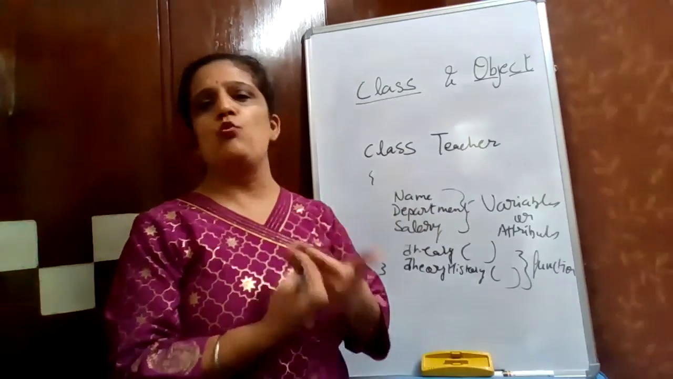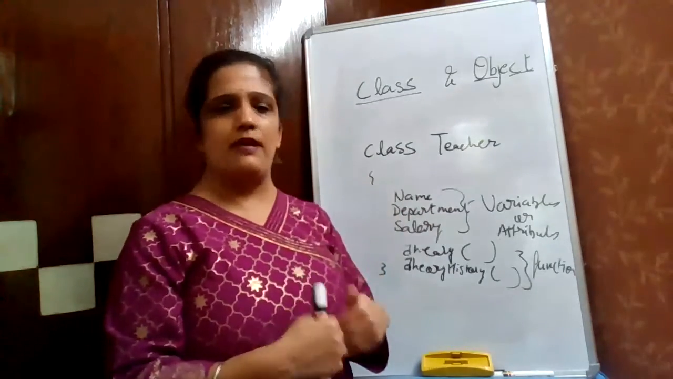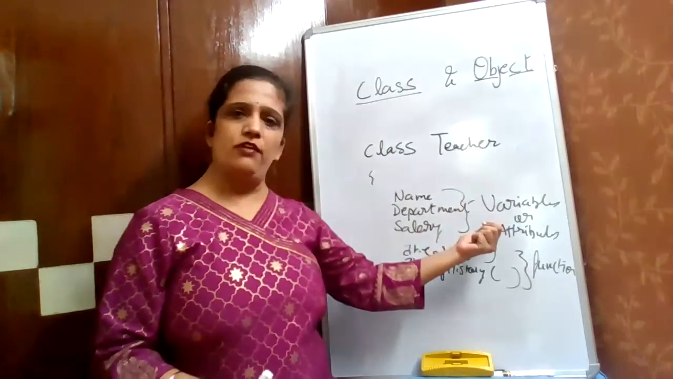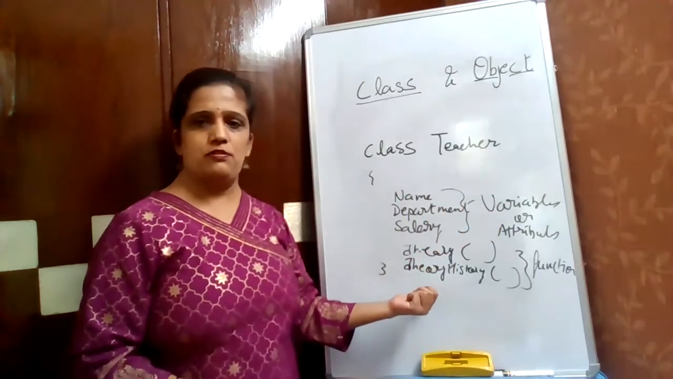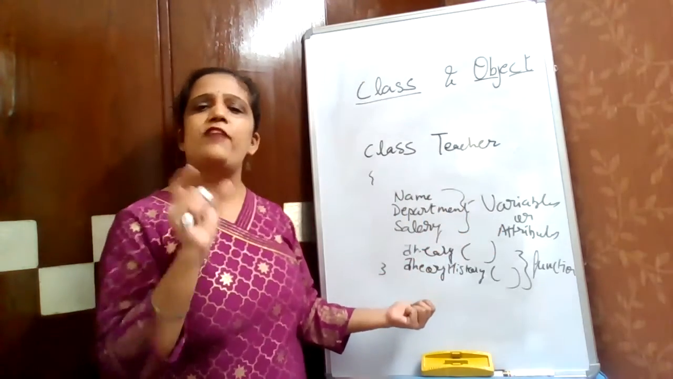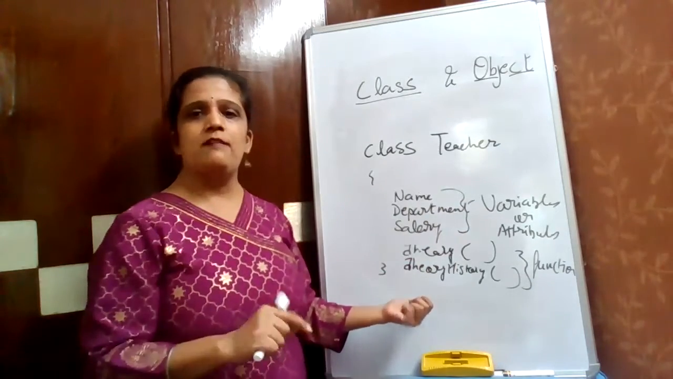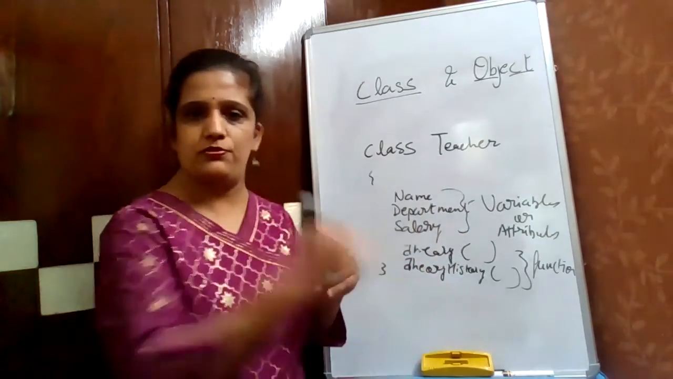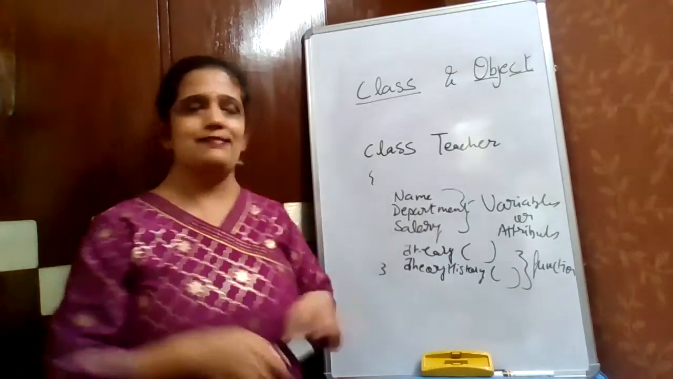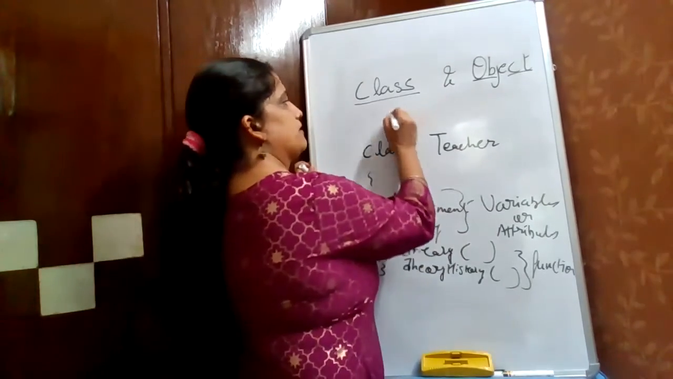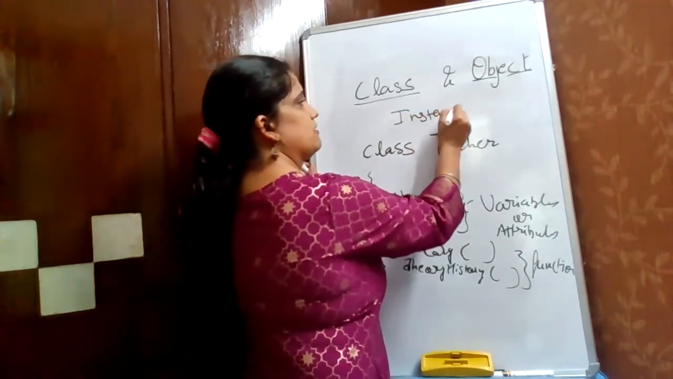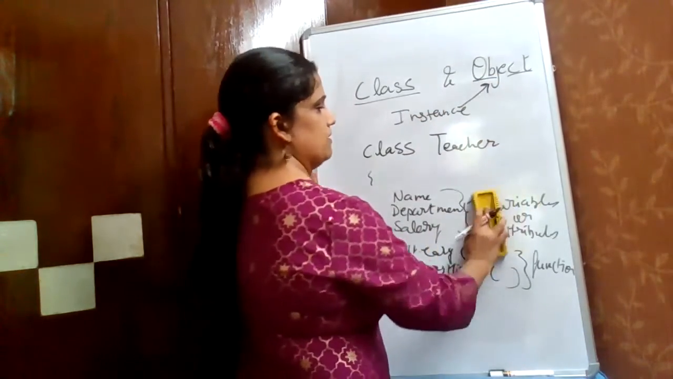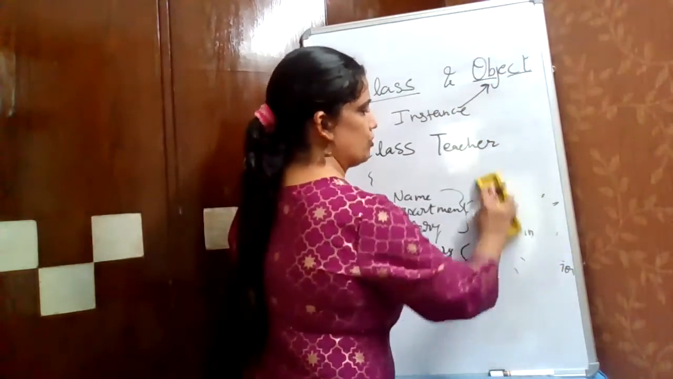It itself cannot do anything. It can have something with it. What can it have? Sorry, it can have variables or attributes, or it can have the functions. But the class itself cannot do anything. For that, we need some help from other sources. That other is known as an instance. And that is the part of your object. Okay, that is the part of your object.